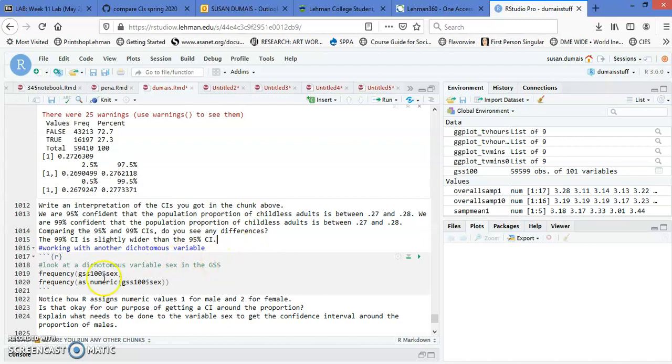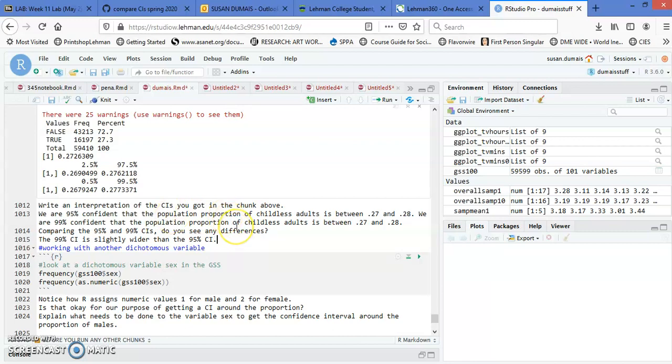Now, when I did my interpretation here, I did it as proportions, but you could also say that we're 95% confident that the percentage of childless adults in the population is between 27% and 28%. That is also equally correct.